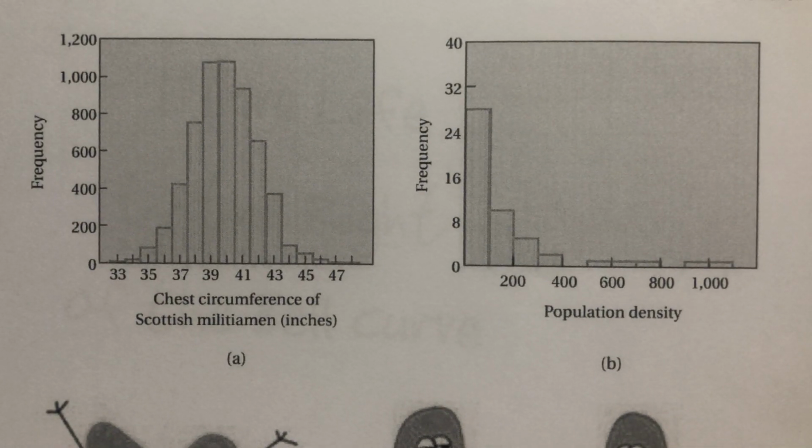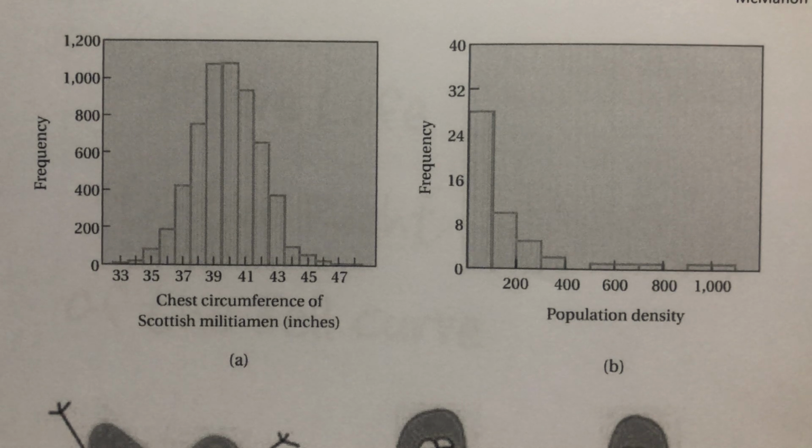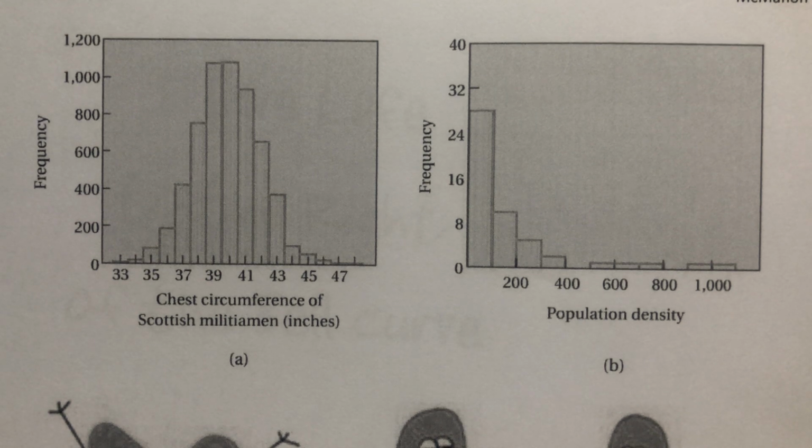All right, so graph A is our Scottish militiamen. Okay, as you notice, the data is clustered together around 40, 39, 40. Even the values close to it, 37, 38, 41, 42, are much more likely. And the more you go into the extreme, the less likely the values are. Okay, there's not a lot of 35-inch chests. There's even fewer 33s. By the time you hit 44, 45-inch chests, they've become less likely. And while there are a couple at 47 inches, there are not very many.